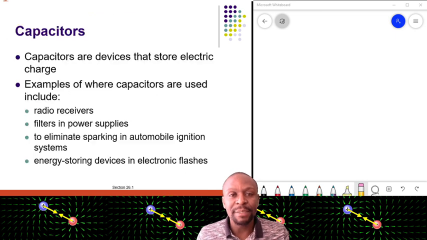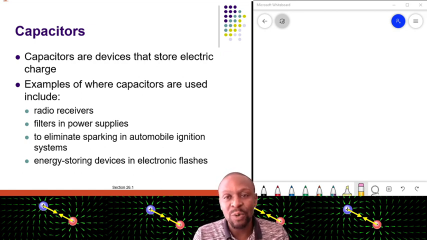Now, let us just start by defining what capacitors are. Capacitors are devices that store electric charges. Examples of where capacitors are used include radio receivers, filters in power supplies, eliminating sparking in automobile ignition systems, and energy storing devices in electronic flashes.